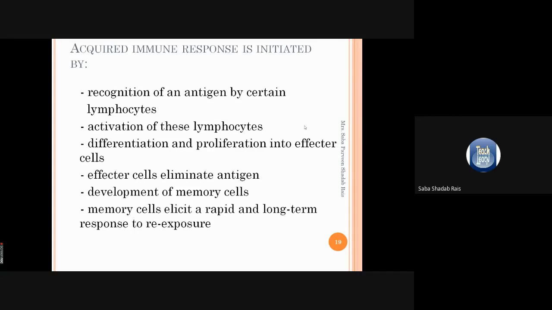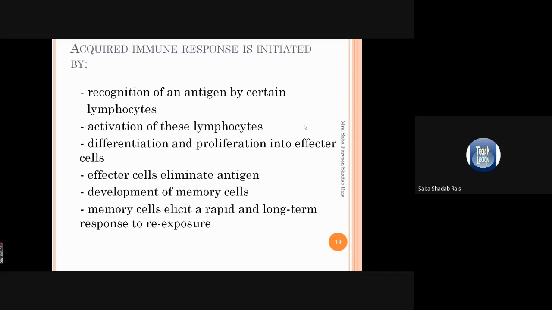That's why people sometimes get swelling, an edema kind of condition, when the immune system is active. Not only this, after doing all this operation, they save the memory cells so that this whole effort does not have to be repeated. These memory cells elicit a rapid and long-term response. I told you this memory cell will remain in the body forever, till your last breath, and whenever this parasite re-exposes, they will kill and eliminate it.